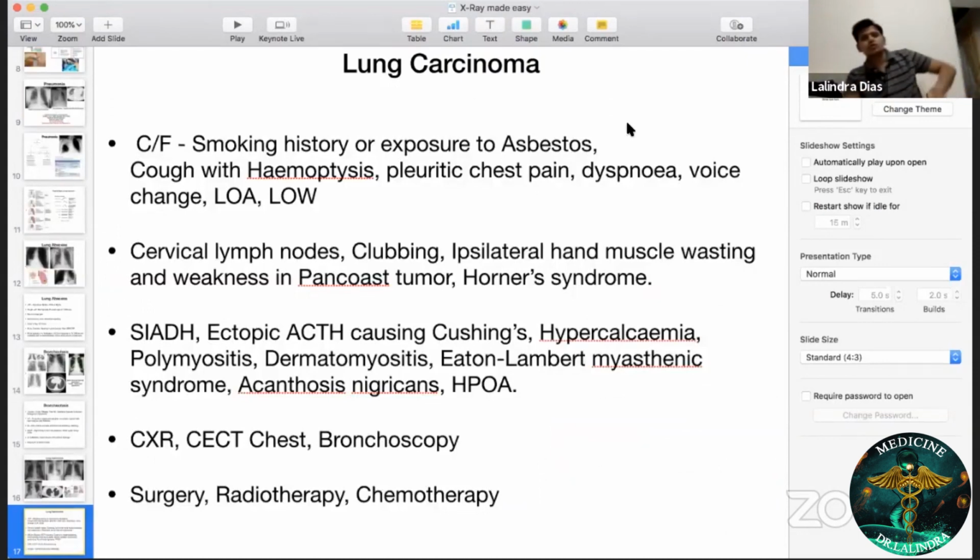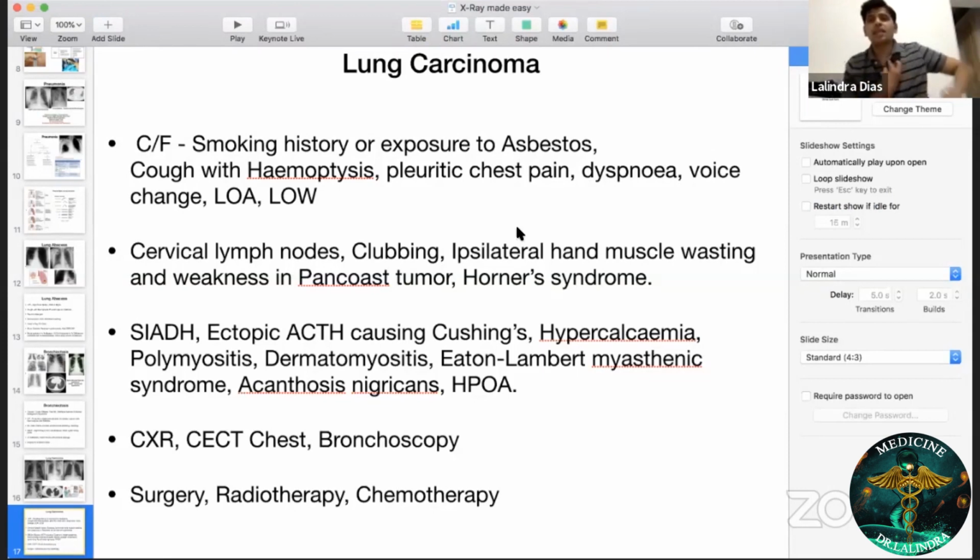So all those clinical features I have mentioned: history of exposure to asbestos, cough, hemoptysis. So what are the clinical features of lung cancer? They get a persistent cough, a long-standing cough with hemoptysis. And maybe dull aching chest pain, also pleuritic chest pain. And they will have loss of appetite, loss of weight. Another feature that they get is change of voice.